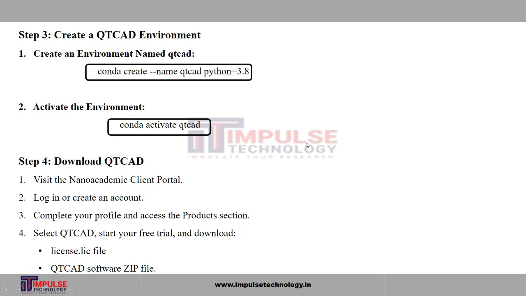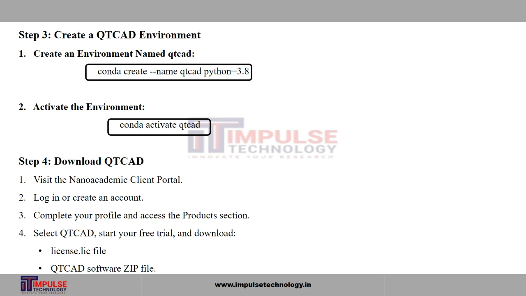The fourth step is to download QTCAD. First, we have to visit the Nano Academy client portal, log in or create an account. After that, complete your profile and access the product section. Then select QTCAD in the product section, start your free trial, and download the license file and the QTCAD software zip file.